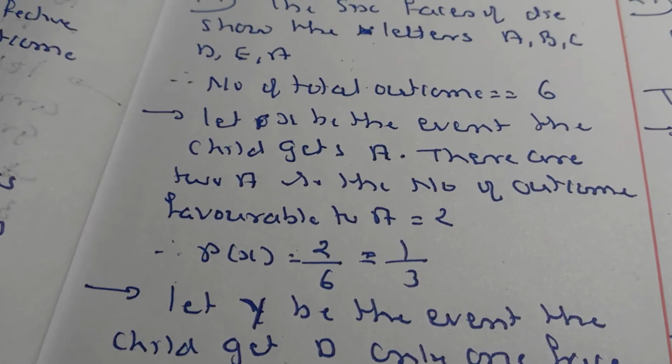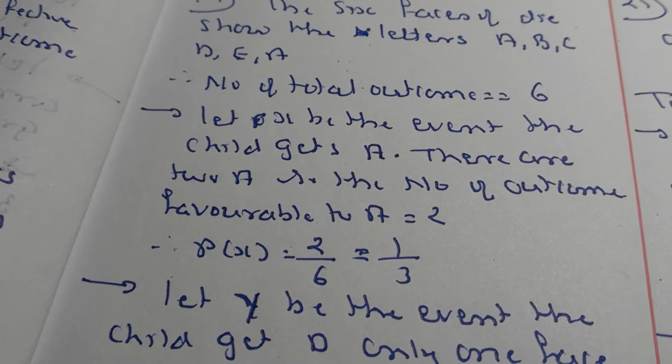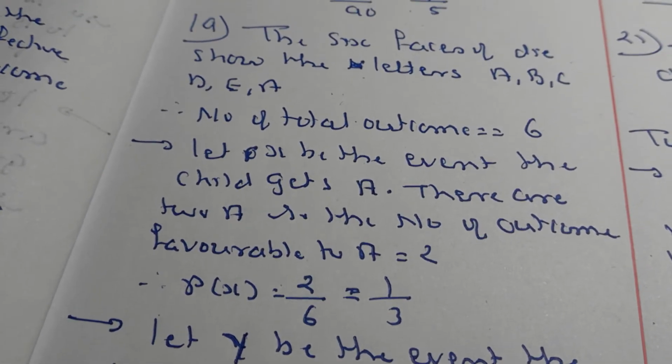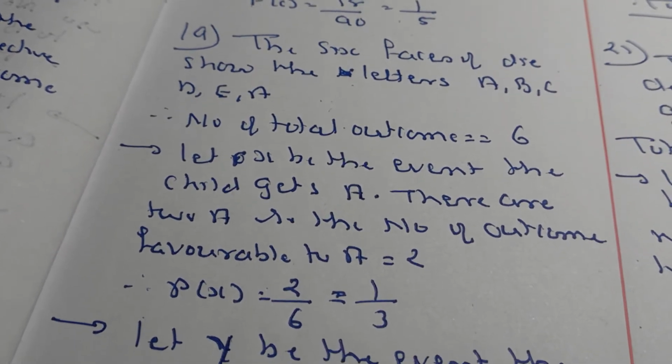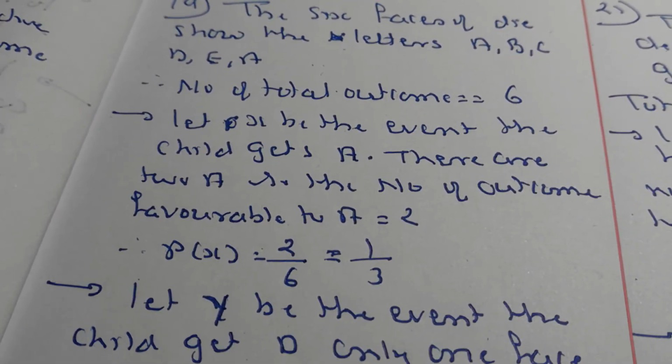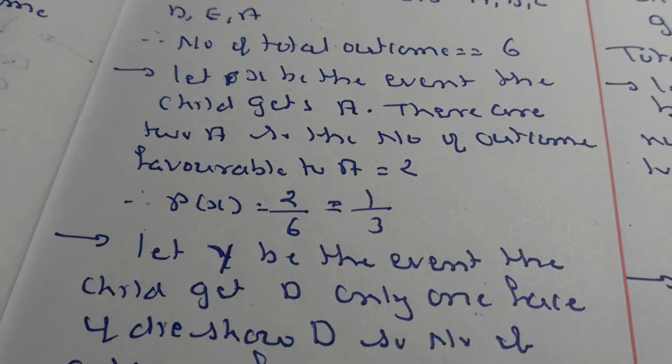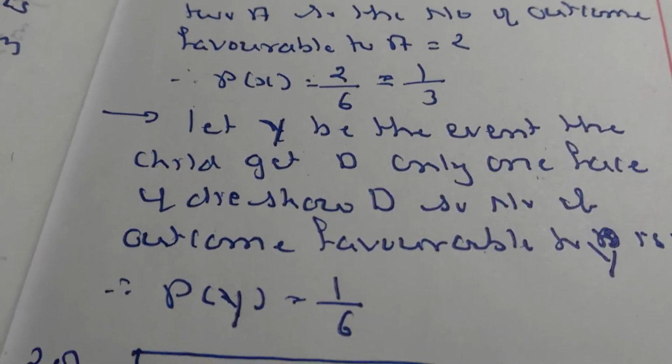So let X be the event that the child gets A. Now dear friends, we know it very well. On 2 faces of the dice, there is A. So the number of favorable outcomes will be 2. So P(X) is equal to 2 upon 6, which comes to 1 upon 3.